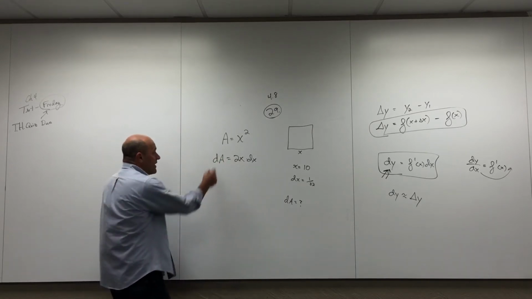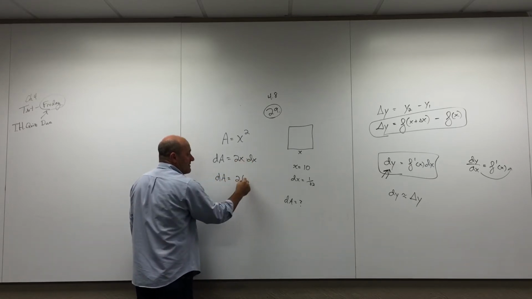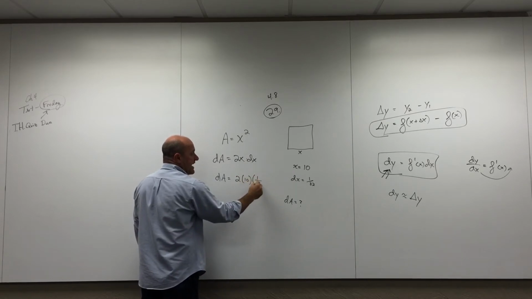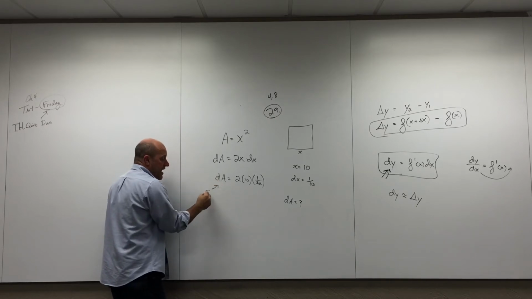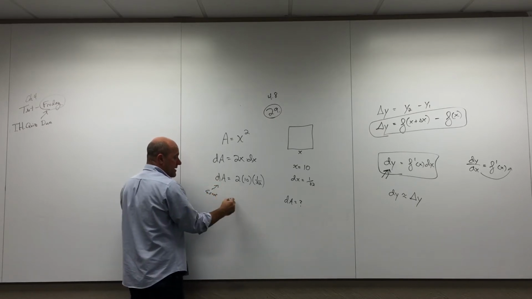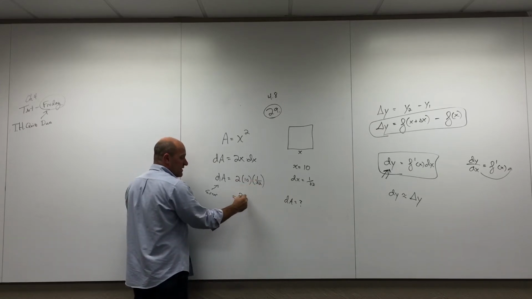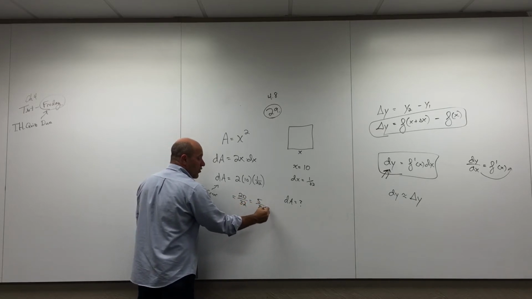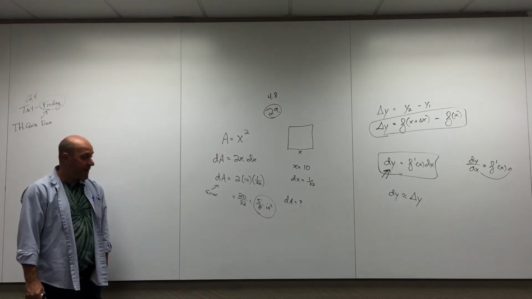But now I got this. The x was 10. That was the measured value of x. The error was 1/32. So when I calculate this, this will be the error in the area. The error in the area is 5/8 of an inch, or actually, inches squared. 5/8 inches squared.